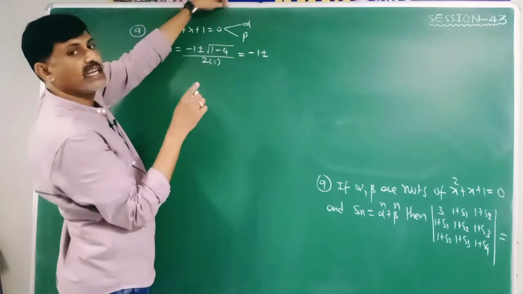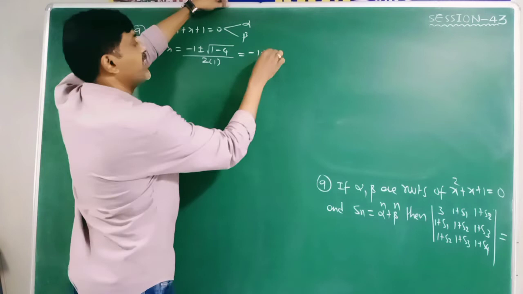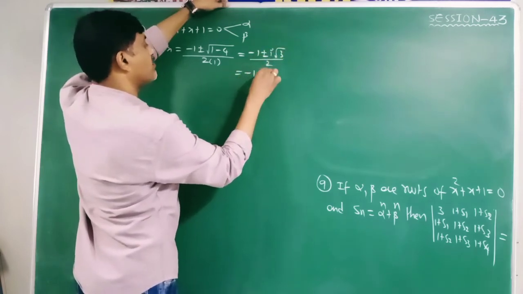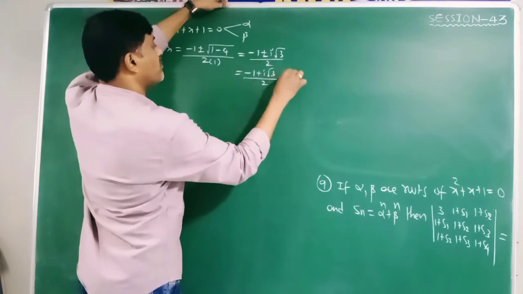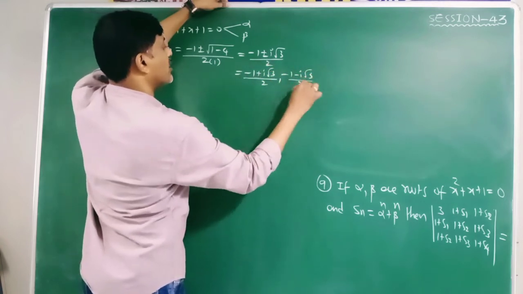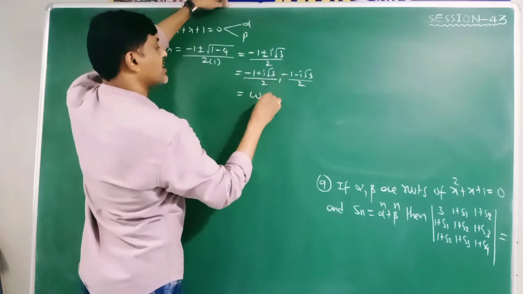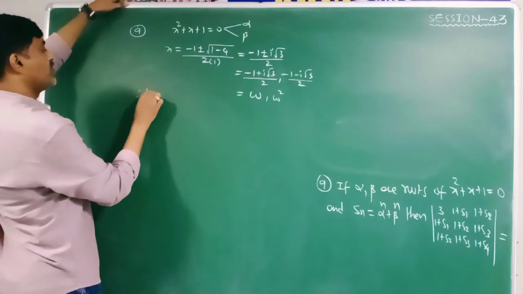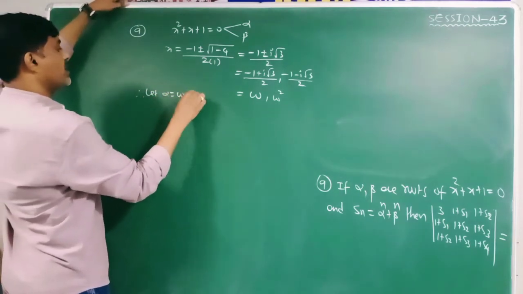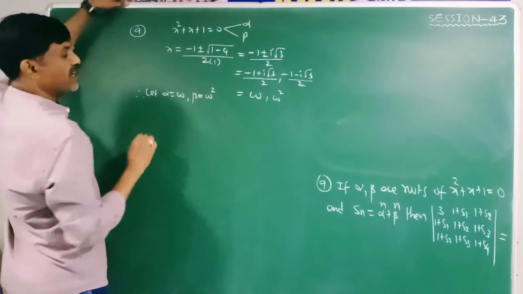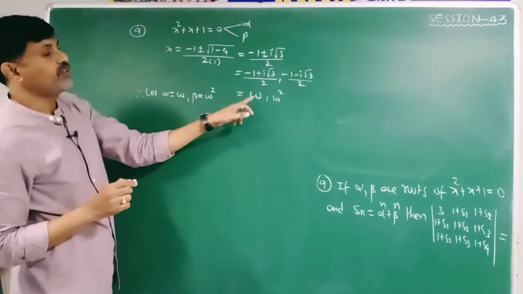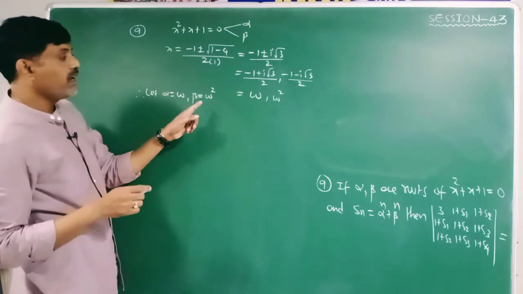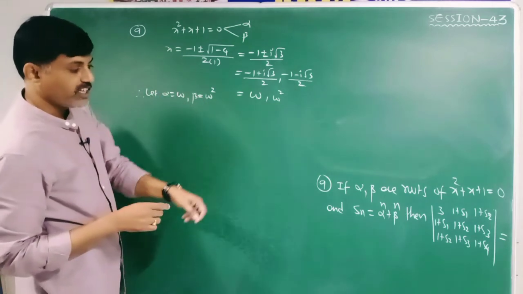In place of minus, write i square, so it will become i root 3 by 2. Namely, minus 1 plus i root 3 by 2 and minus 1 minus i root 3 by 2. It is omega, and the square of this is nothing but omega square. Therefore, let alpha is equal to omega, beta is equal to omega square, because alpha, beta are roots. We got two roots now. One is omega, the other is omega square. Now we have to find Sn.